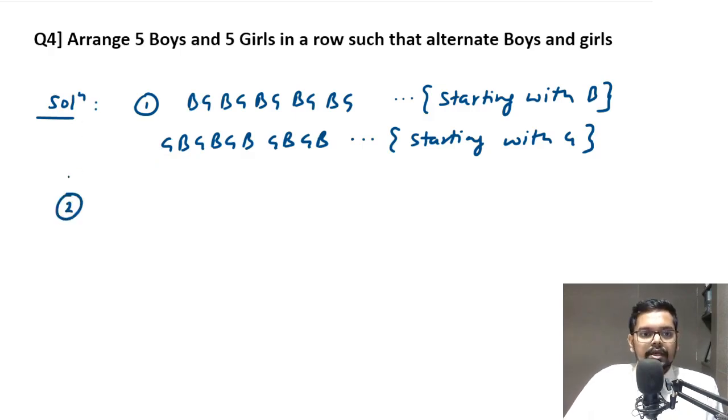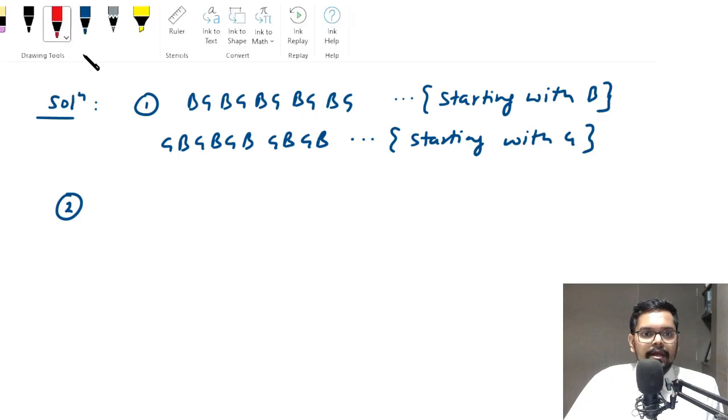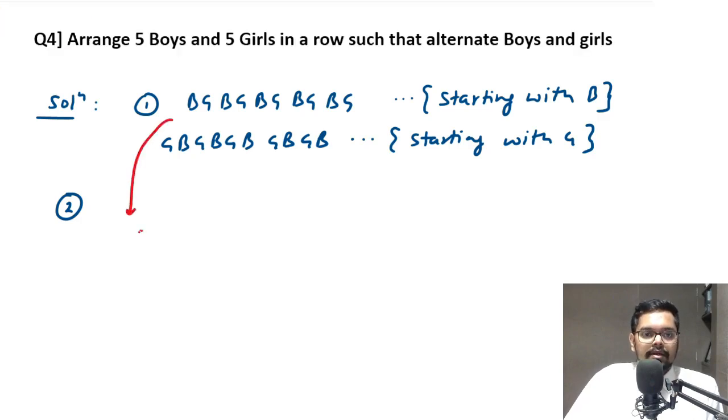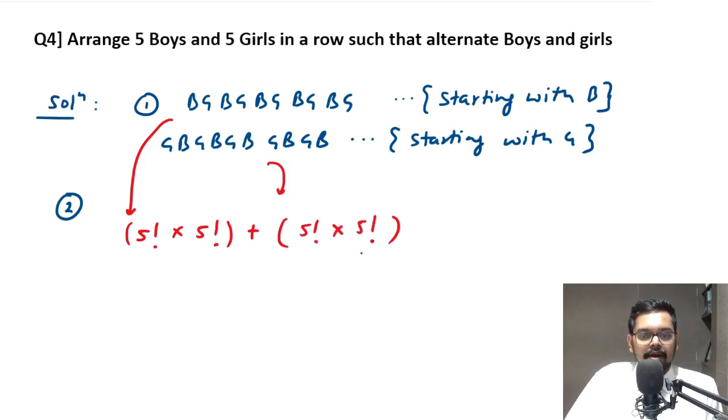If we have 2 such cases, then for the first case, you know the answer very well: 5 boys, 5 factorial ways of arrangement, 5 girls, 5 factorial ways of arrangement. Second case, so case 1 plus case 2. Case 2: 5 girls, 5 factorial ways and 5 boys, 5 factorial ways. So that is your final answer, 2 times 5 factorial the whole square. Okay, I am not simplifying to the final answer.